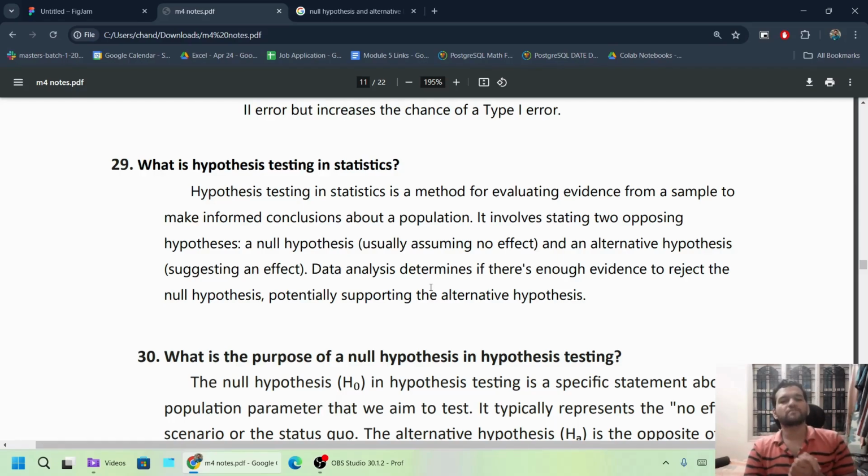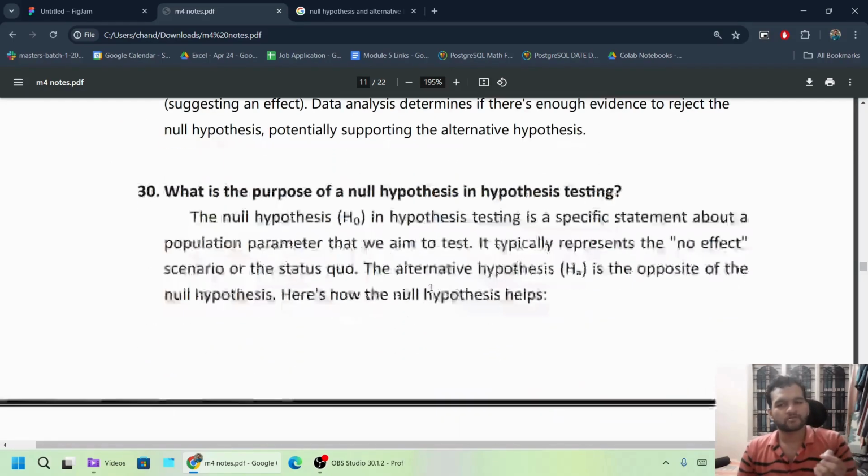Next question: what is the purpose of the null hypothesis in hypothesis testing? The null hypothesis is a specific statement about a population parameter that we aim to test for.